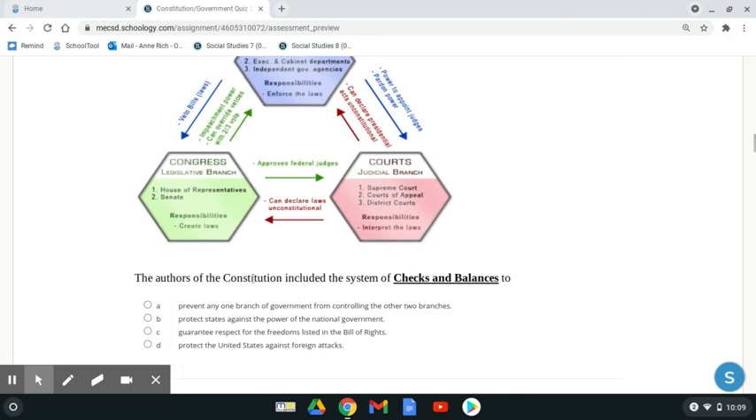The authors of the Constitution included the system of checks and balances to A, prevent any one branch of government from controlling the other two branches, B, to protect states against the power of the national government, C, to guarantee respect for the freedoms listed in the Bill of Rights, or D, protect the United States against foreign attacks. Make sure that your answer is reflecting information that is recorded within this picture.